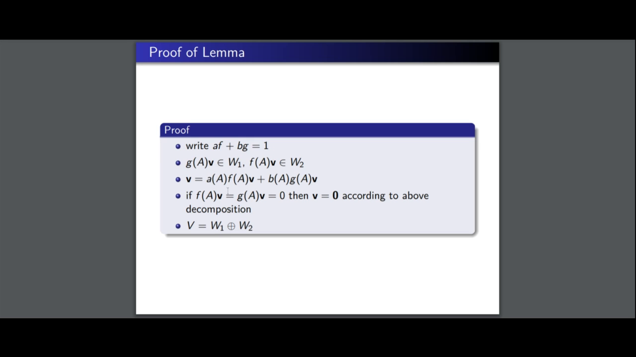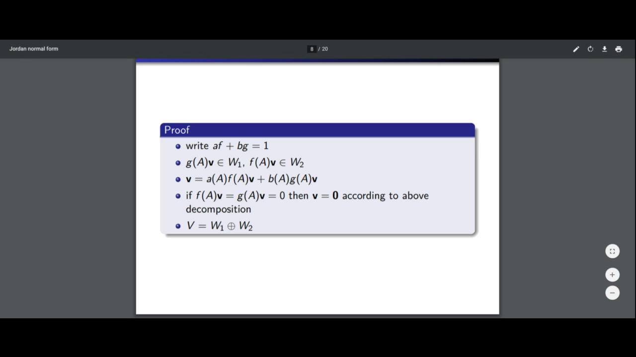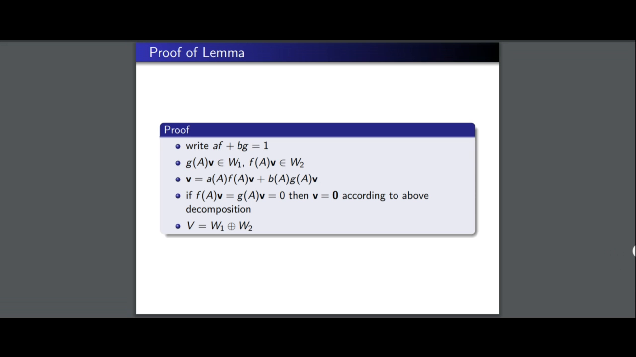If you apply g of A to this first term, you get 0. So this first term is in the kernel of g of A, or the null space of g of A. And the second term is in the null space of f of A. And you can do all the tricks that we did for the simple case on the whiteboard. Okay, and that tells you that you have a direct sum. Okay, and I see a question.